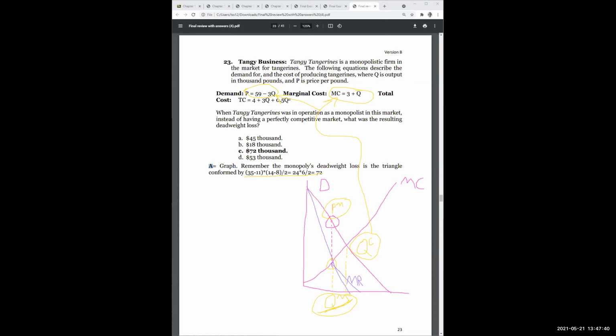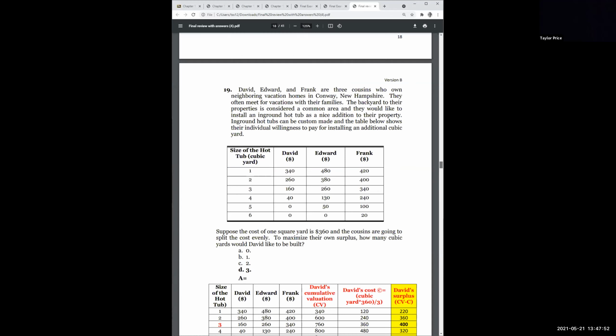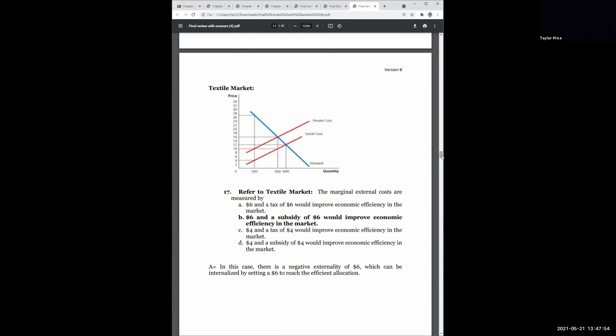Okay, so let's see. So 17. Clear the drawings. Okay, so 17. Yeah, for some reason the highlighted answer is B, but the correct answer is A. I don't know why B was highlighted. And also the labels on these 2 were reversed, so this should be social cost and this should be private cost.